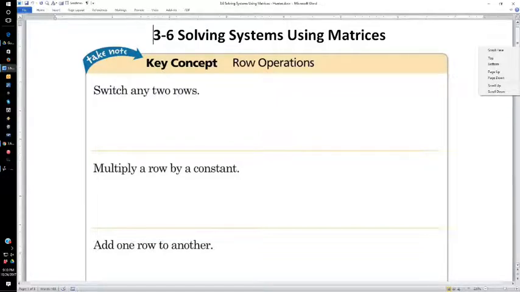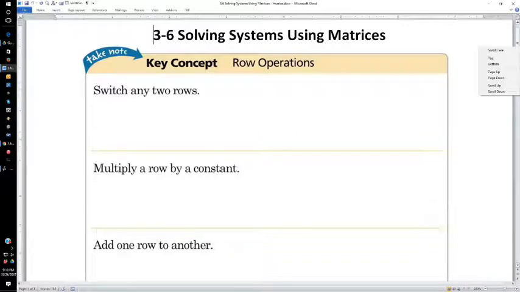So this is section 3.6, solving systems using matrices. I'm not positive how deeply y'all have gone into matrices before, so I'm going to act like y'all really don't know much at all, and that's okay. You may know more than I let on, but I'm just going to assume and move from there.